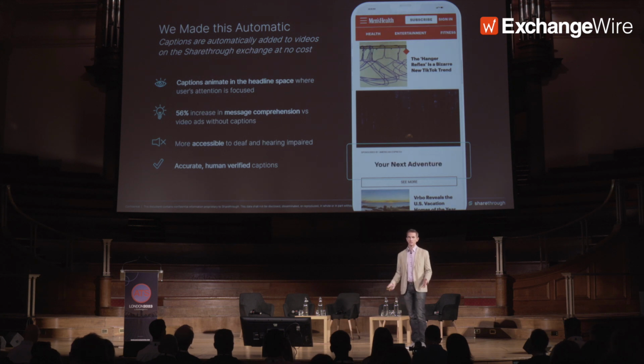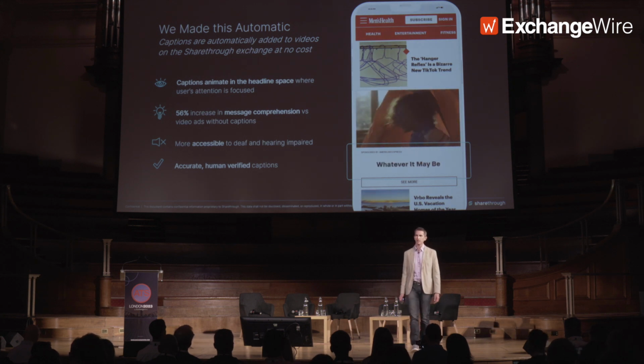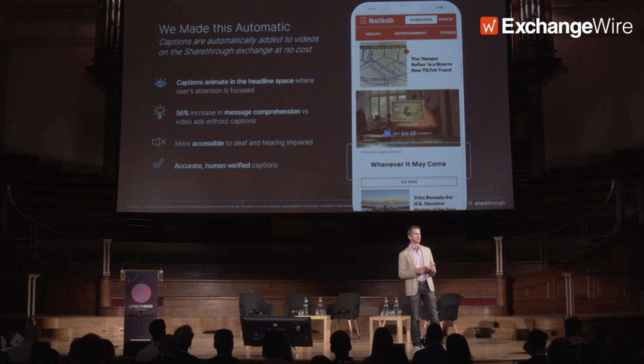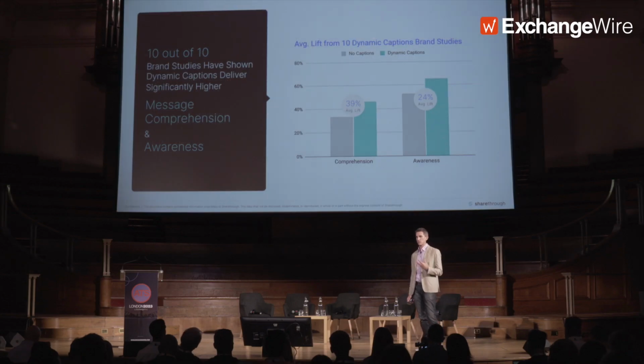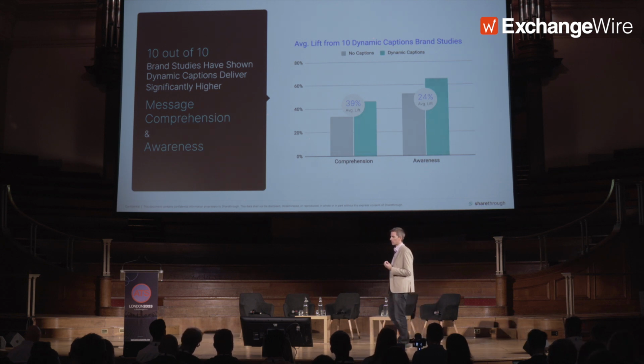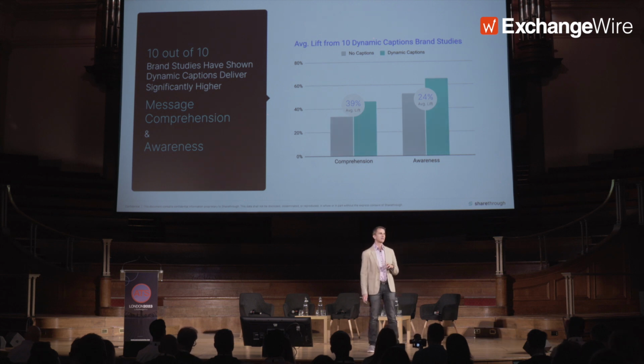We've made captions the default in our exchange. When you target video ads at our exchange, we automatically transcribe them and caption them. And because we've now been doing that for a couple of years, we've been able to see quite a few different brand studies that we've run on those campaigns over time. And we see consistent results. We see consistently amazing results on comprehension and awareness with captions versus without, right?